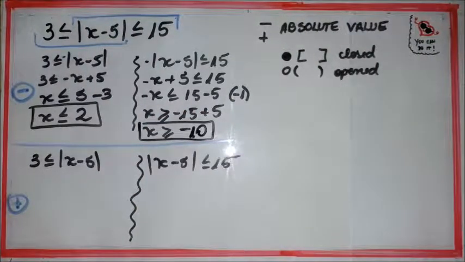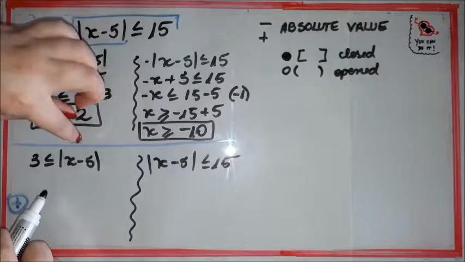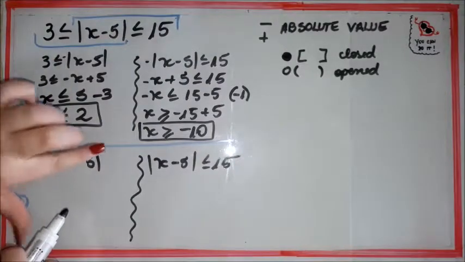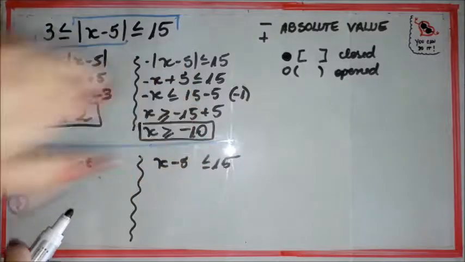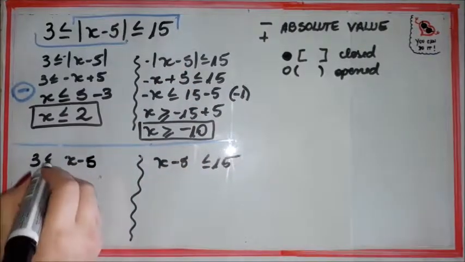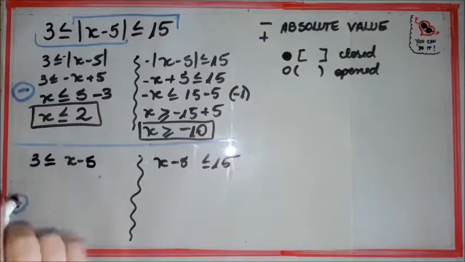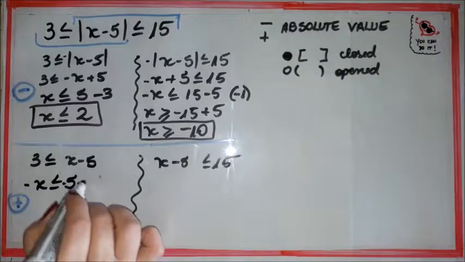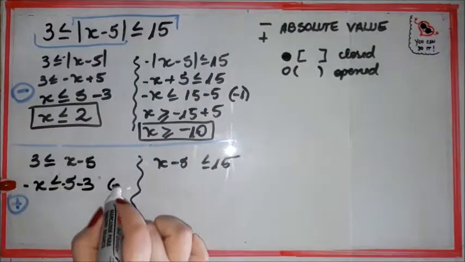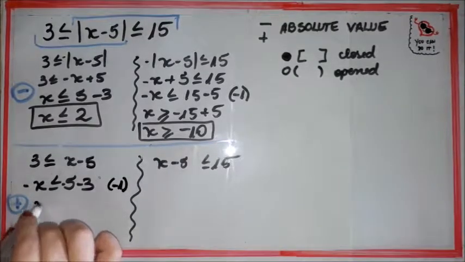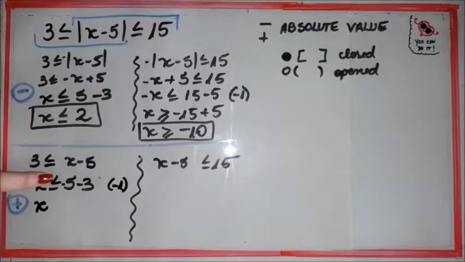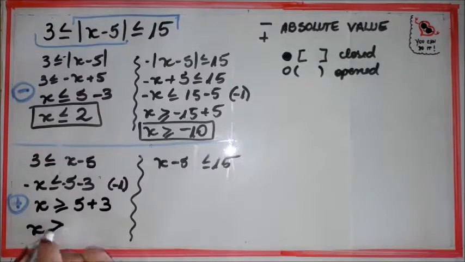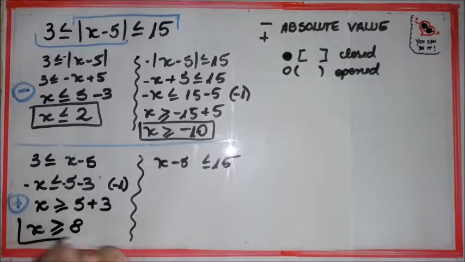Now let's calculate the positive way for this absolute value. As it is positive, I'm not gonna change anything. I'm just going to get rid of these brackets. So let's put the x on the left hand side. It becomes negative. What should I do? Multiply by one negative. It becomes positive, but don't forget to switch this sign. So x is greater than or equals to 8.